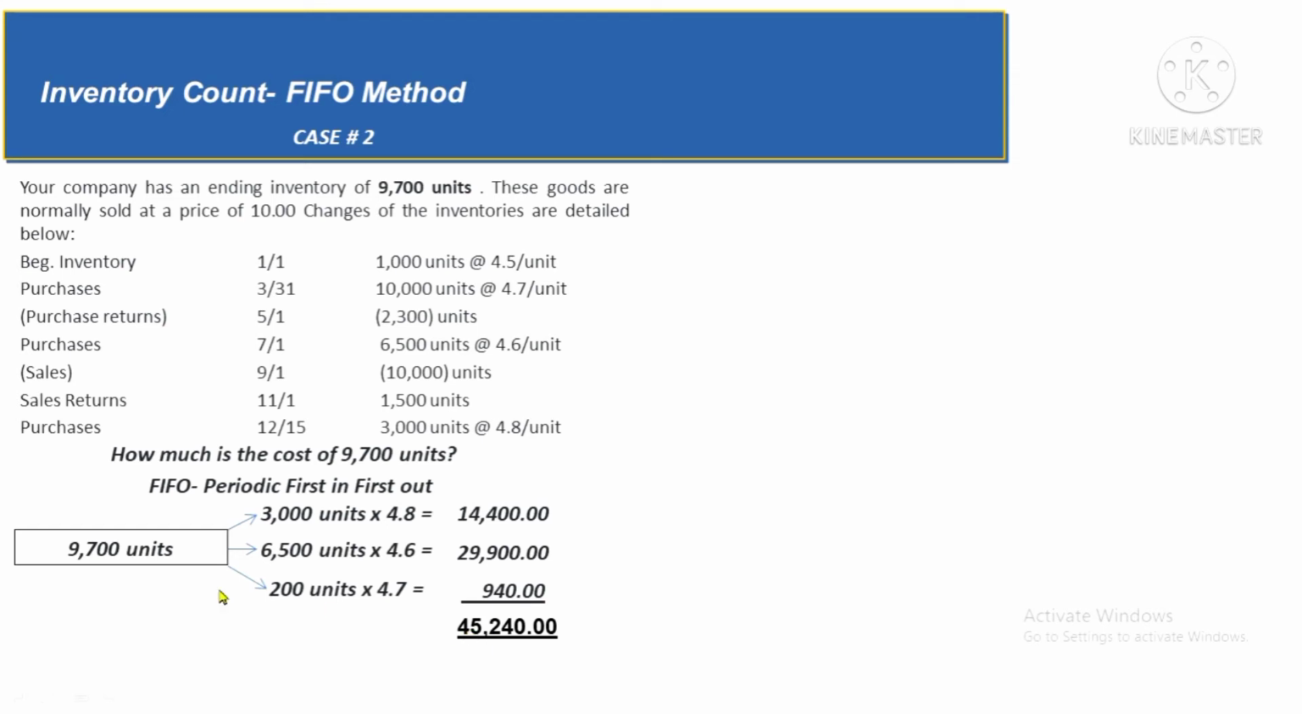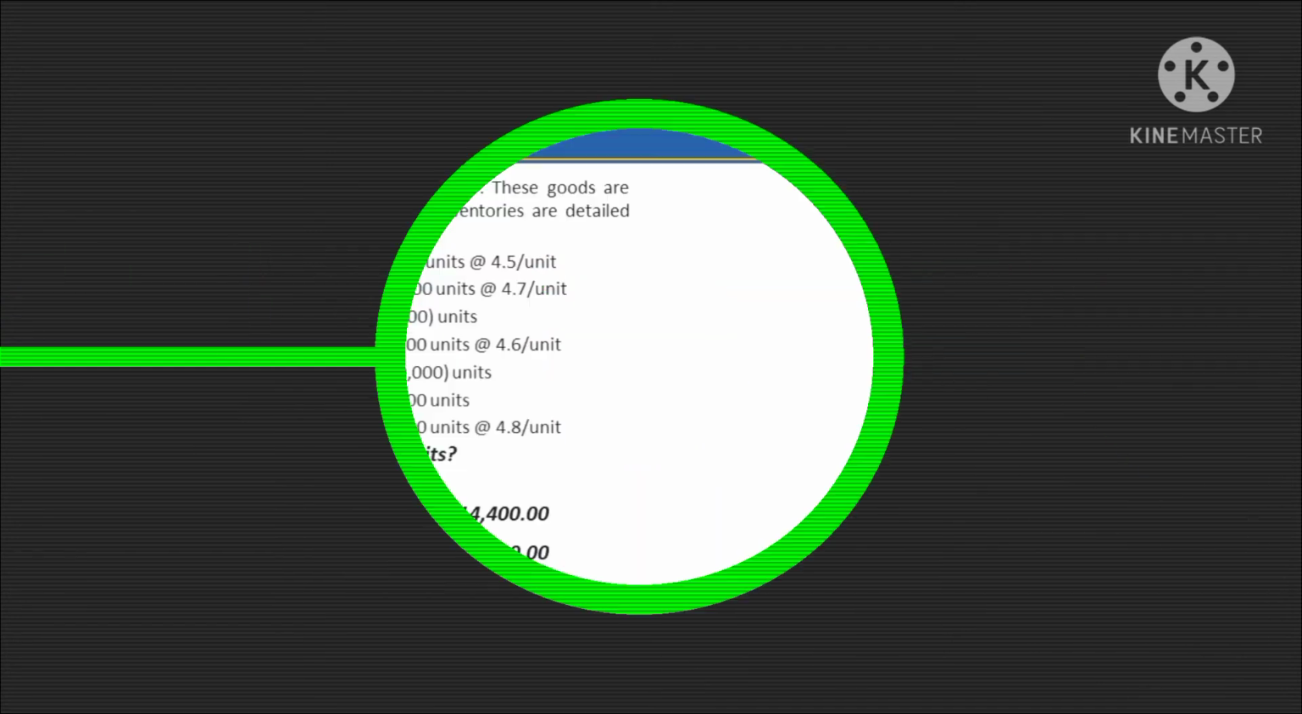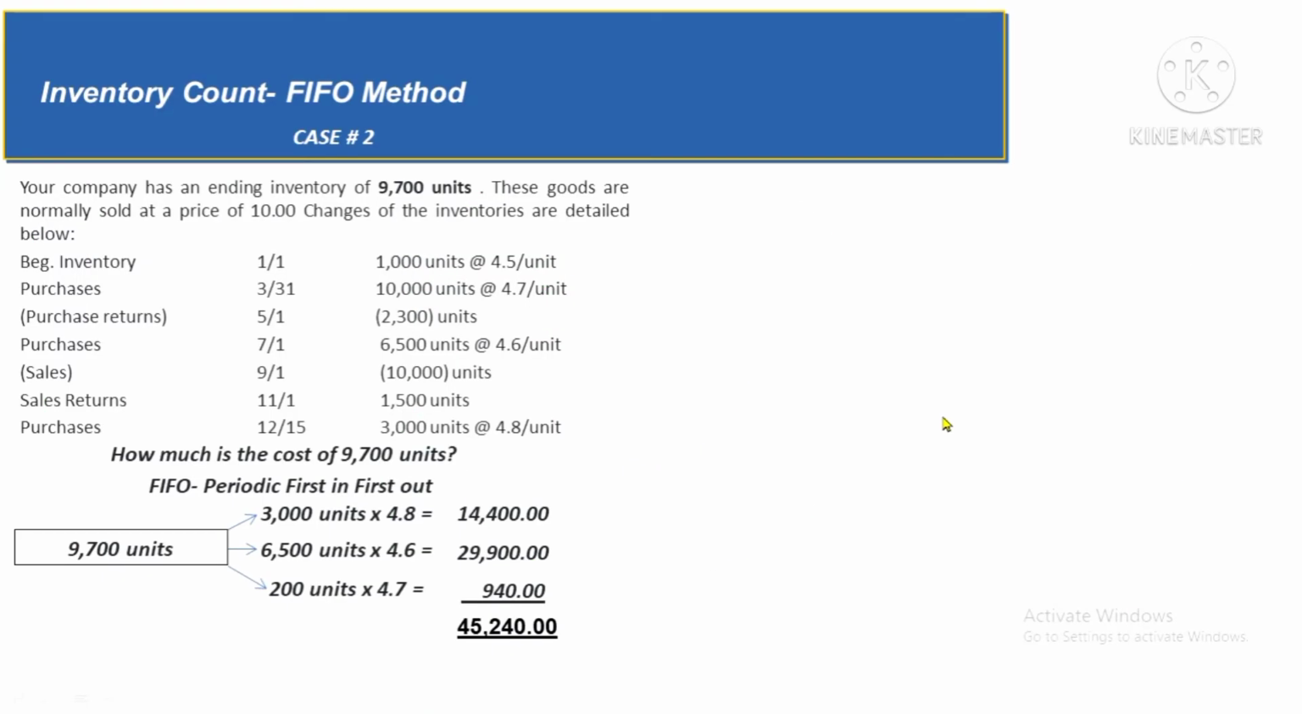This is the cost of the 9,700 units remaining under the FIFO periodic. Let's have the FIFO perpetual. What makes it different from FIFO periodic is that, as you can see here, the FIFO periodic is only focused on the remaining inventory, which is in this case the 9,700 units, while FIFO perpetual on the other hand considers each of these transactions. What do I mean?